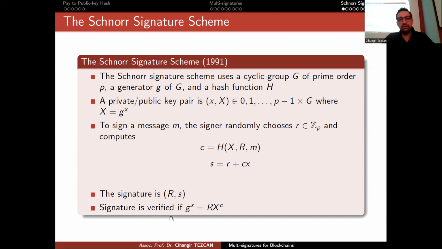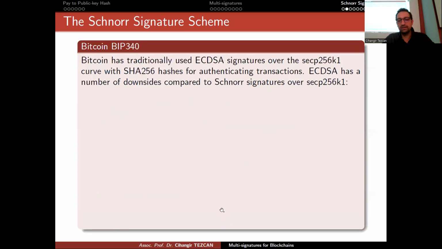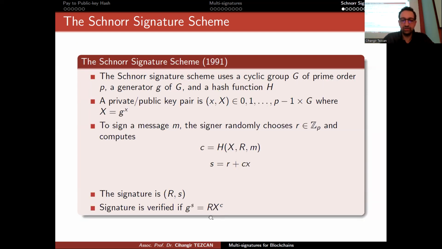So the signature verification works as follows. Here is the signature, R and s. You calculate G to the power of s, and you check if it equals R times X to the c, and if it is, then the signature is verified, okay?